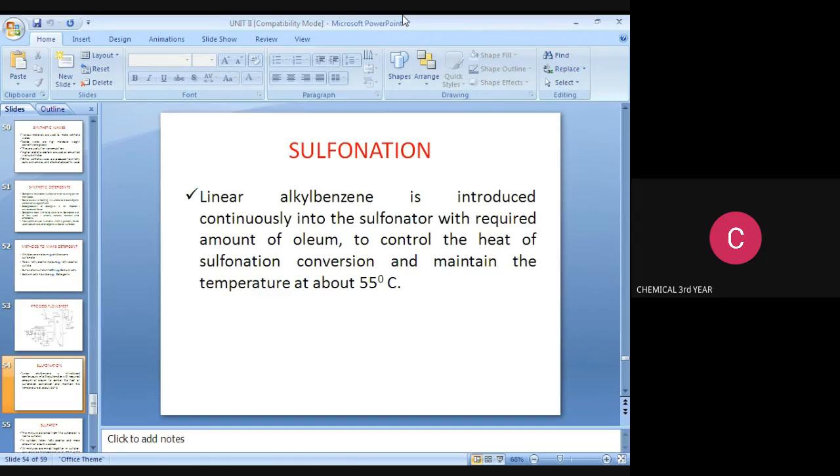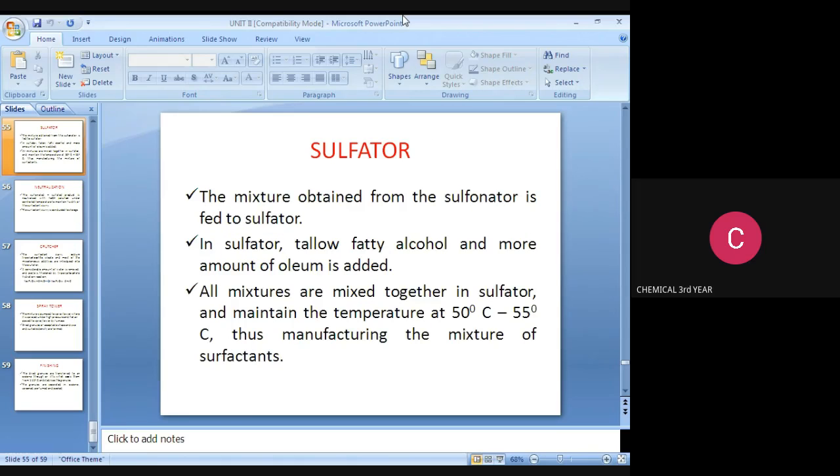Sulfonation. What is sulfonation? Linear alkyl benzene is introduced continuously into the sulfonator with the required amount of oleum to control the heat of sulfonation conversion and maintain the temperature at about 55 degrees Celsius. What is the sulfator? The mixture obtained from the sulfonator is fed to the sulfator. The sulfated tallow fatty alcohol and more oleum are added. All mixtures are mixed together in the sulfator and the temperature is maintained at 50 to 55 degrees Celsius, thus manufacturing the mixture of surfactant.